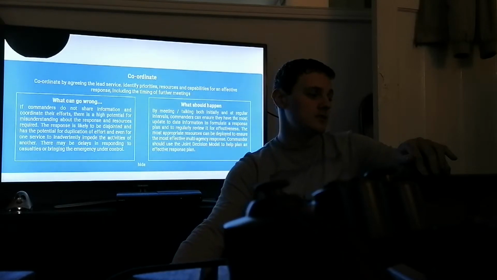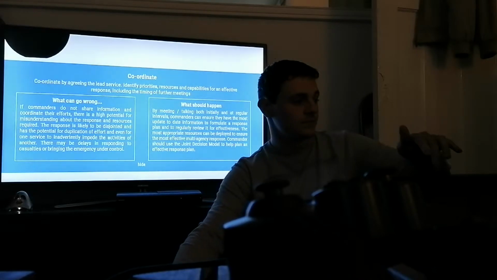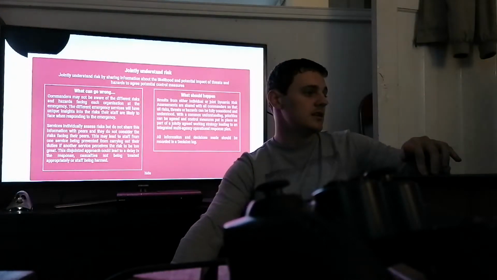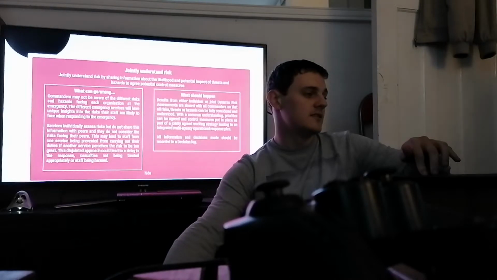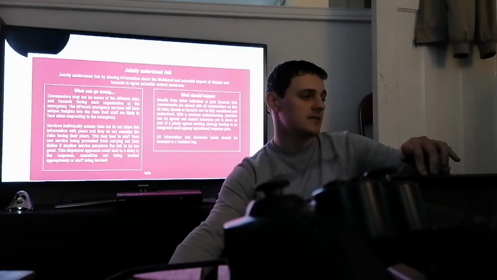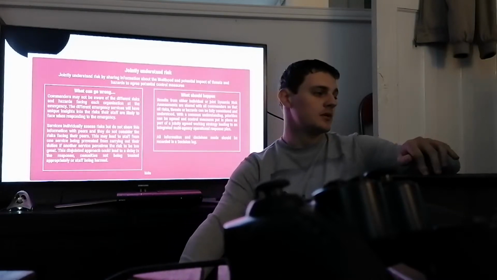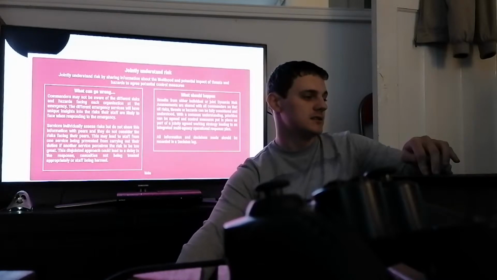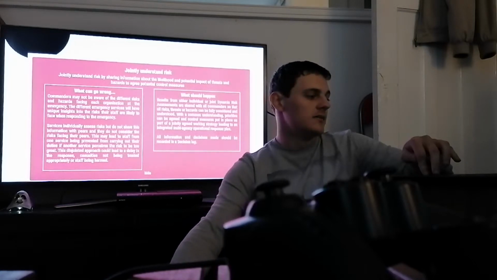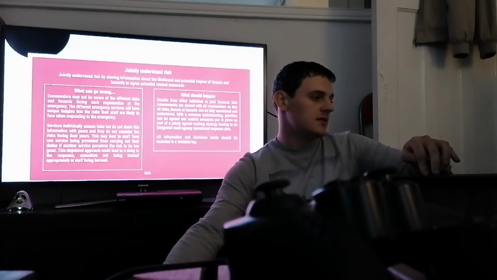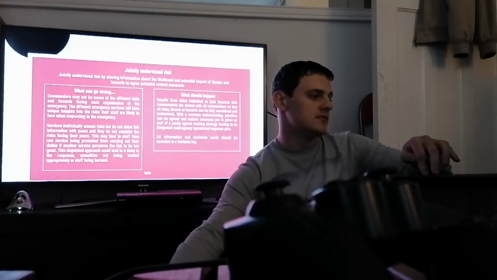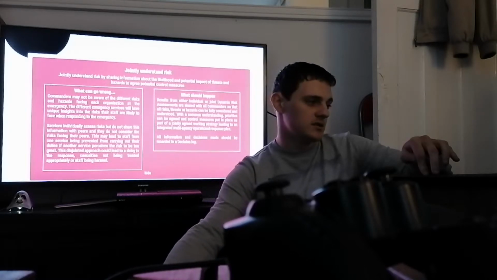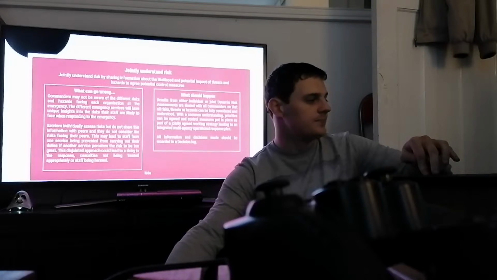Commanders should use the joint decision model to help plan an effective response, also found on the JESIP website. Jointly understand risk by sharing information about the likelihood and potential impacts of threats and hazards to agree on potential control measures. What can go wrong is commanders may not be aware of the different risks and hazards facing each organisation at the emergency. The different emergency services will have unique insights into the risks their staff are likely to face while responding to the emergency.